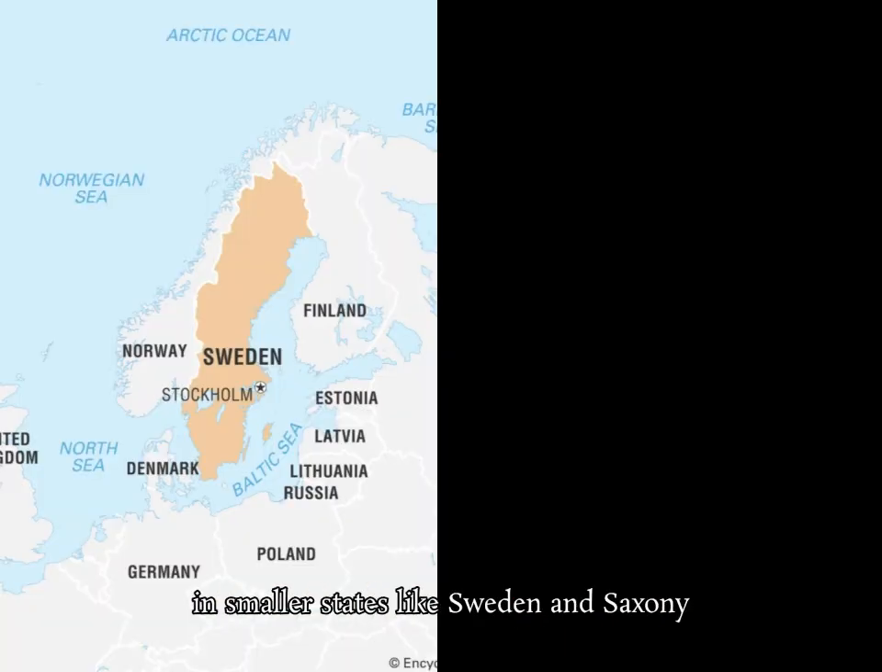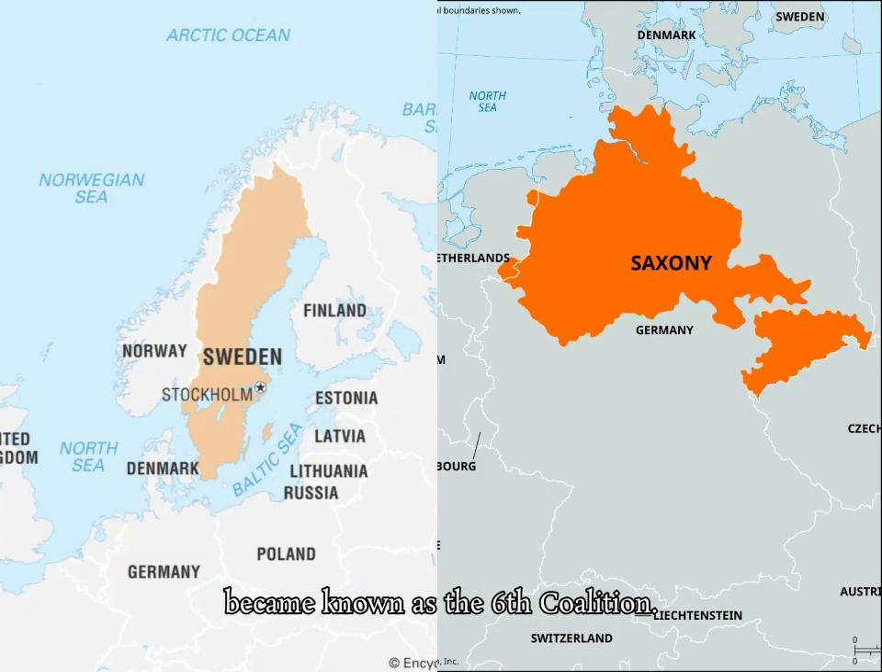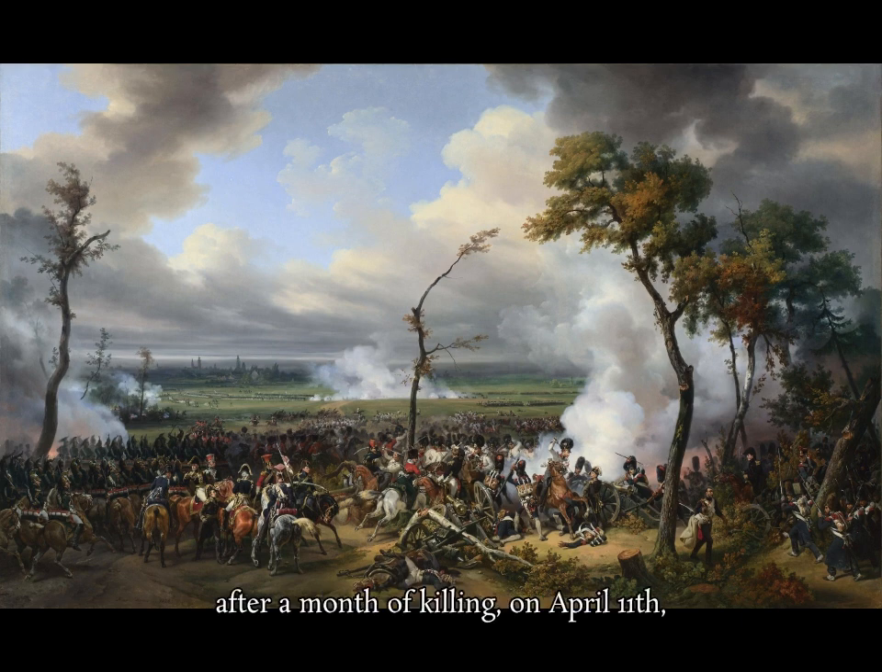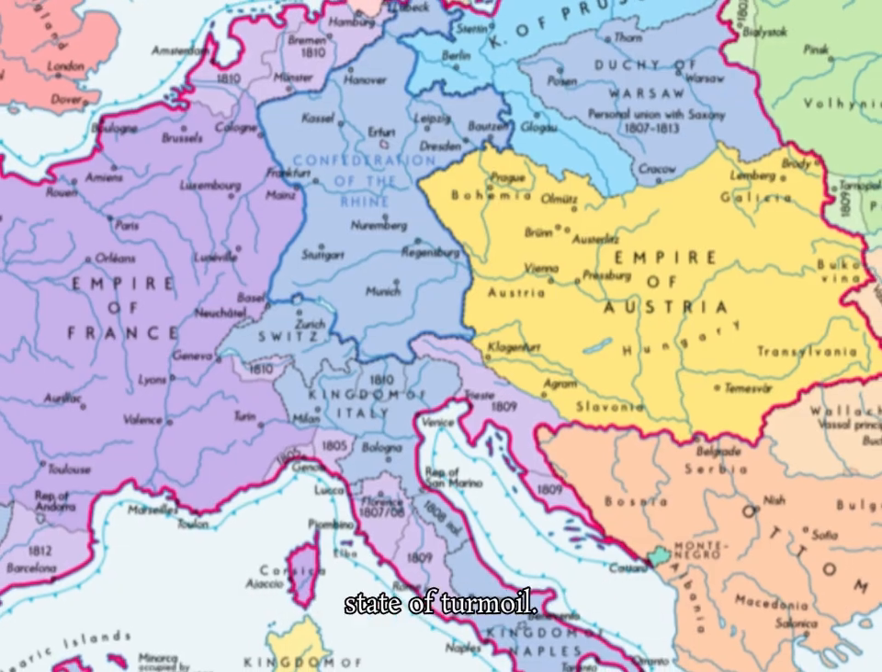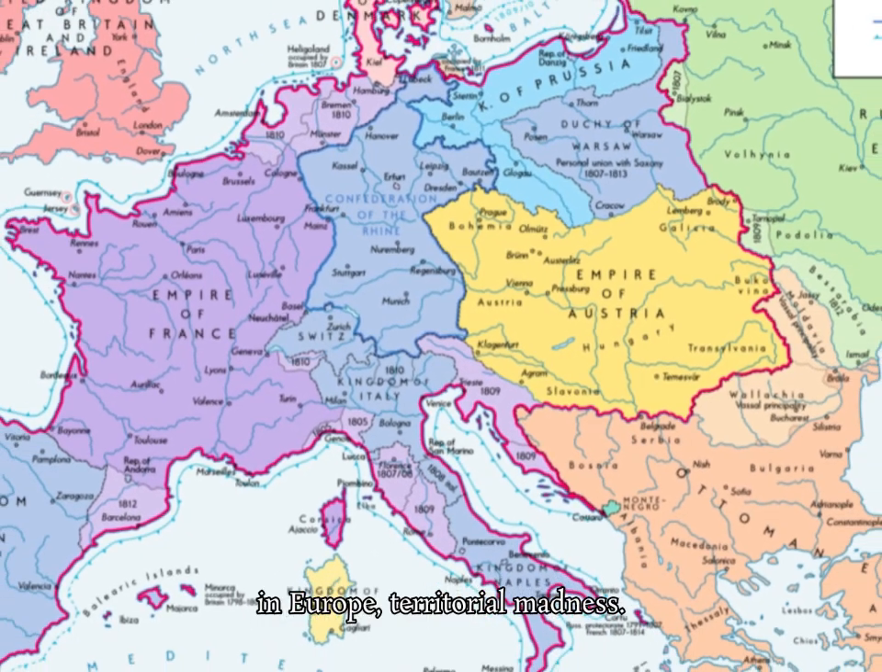These four, and smaller states like Sweden and Saxony, became known as the Sixth Coalition. And after a month of killing, on April 11, 1814, Napoleon signed the Treaty of Fontainebleau, leading him to exile in Elba. France, meanwhile, was left in a state of turmoil, and Europe, territorial madness.